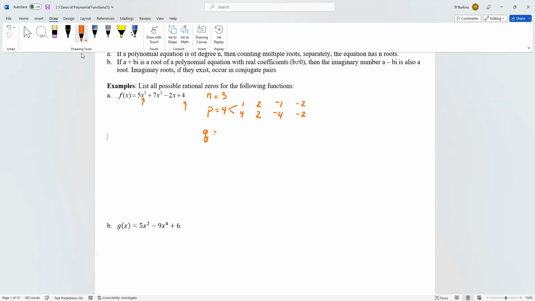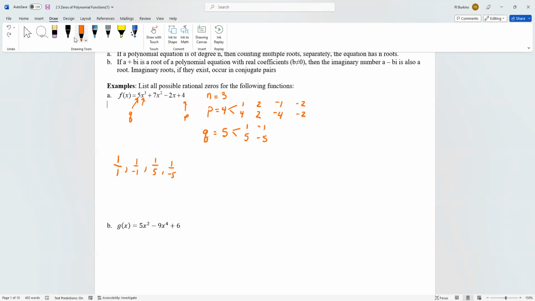Q, on the other hand, is the leading coefficient. This is Q right here. Q is 5. Well, that has a lot fewer factors. It has 1 and 5 and -1 and -5. Now, the formula said to take all of the possibilities for P and divide them by all the possibilities for Q. So technically, what I need to do is take every one of the factors of P. So I would do 1 divided by 1. Then I would do 1 divided by -1. Then I would do 1 divided by 5 and 1 divided by -5. That's all just for P equal 1 and all possibilities for Q.